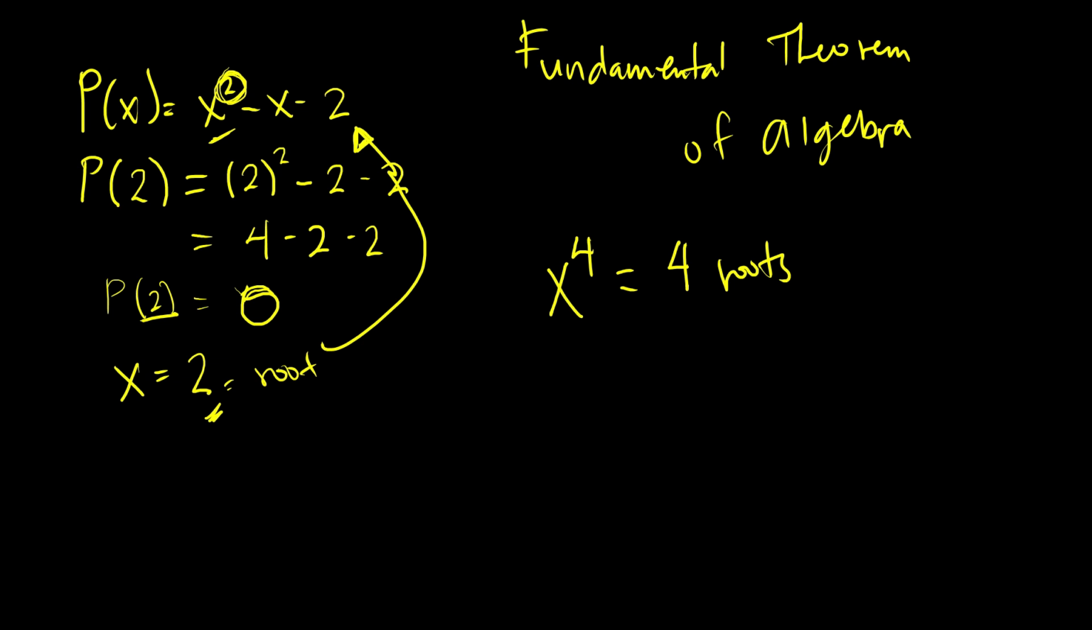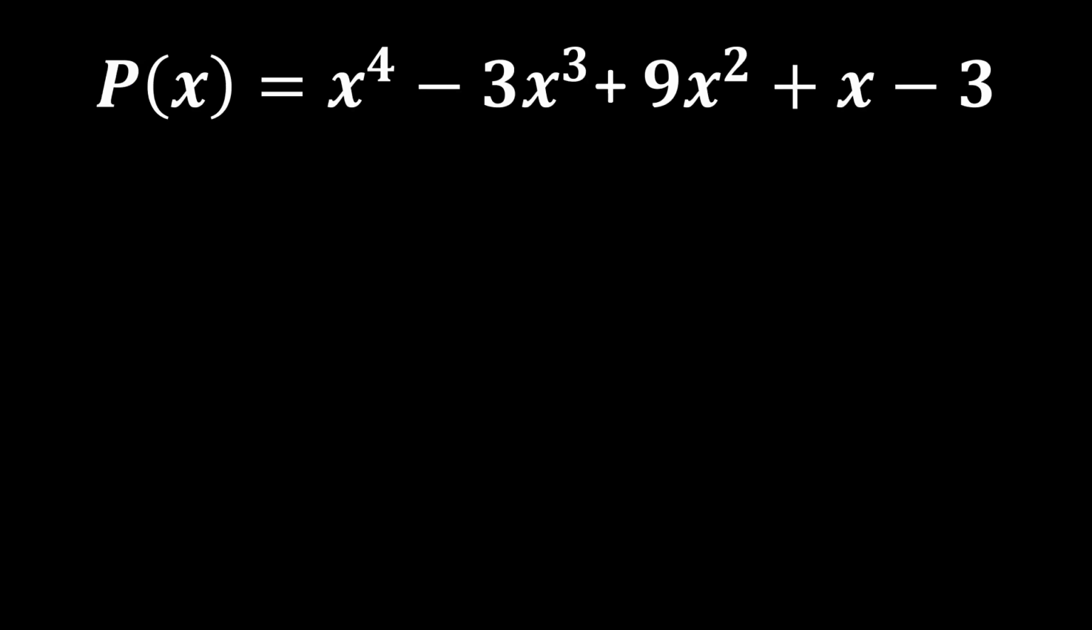Okay, let's have the example for the Descartes rule of signs. Let's say for example, we have x to the 4th power minus 3x cubed plus 9x squared plus x minus 3. We are on Descartes rule of signs first, sorry, the fundamental theorem of algebra. According to the fundamental theorem of algebra, how do we know how many roots or zeros this function has?